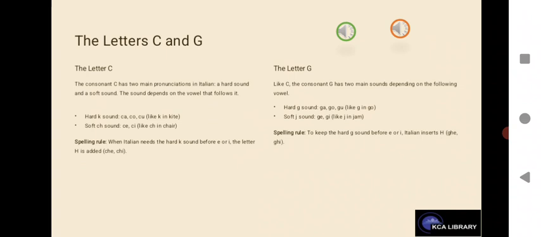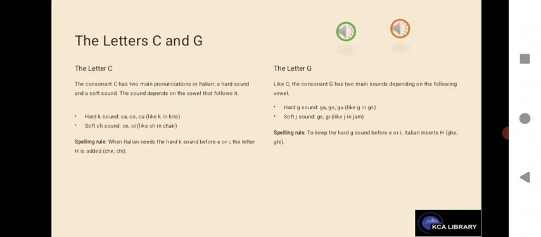Let's talk about consonants. The consonant C has 2 main pronunciations in Italian, depending on the vowel that follows it. Hard K sound: ca, co, cu, like K in kite. Soft ch sound: ce, ci, like ch in chair. Spelling rule: to keep the hard K sound before E or I, Italian adds H: che, chi.